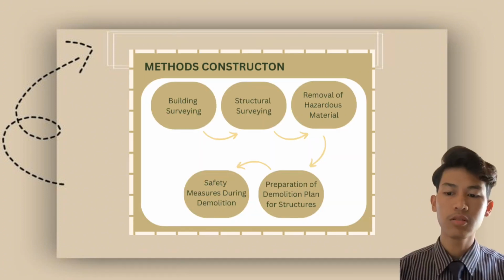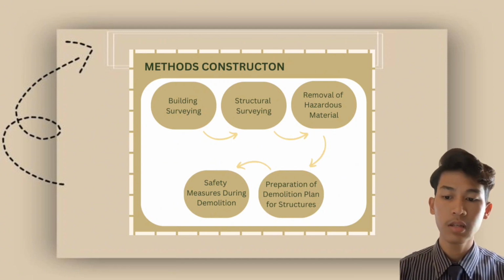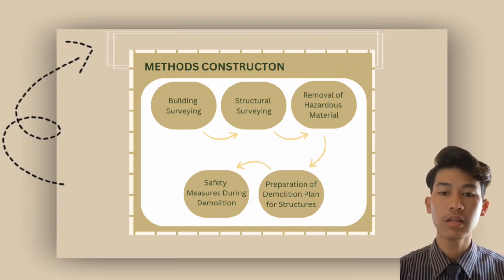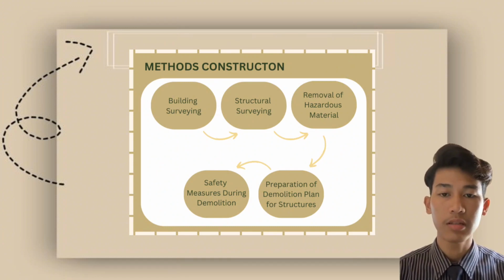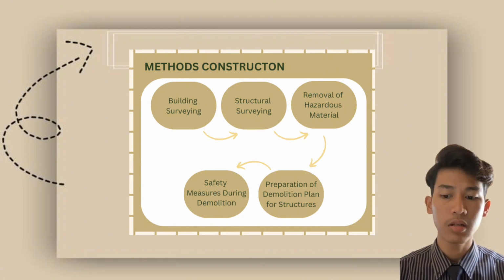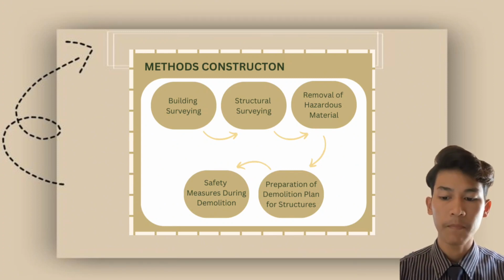So next, I would like to present the method of construction. There are 5 methods of construction. The first one is building surveying. The survey is to identify the type of construction material used for the building, the usage of the building, and is there any existence of radioactive material, combustible or explosive material. The pedestrian and vehicular traffic condition nearby also need to be surveyed.